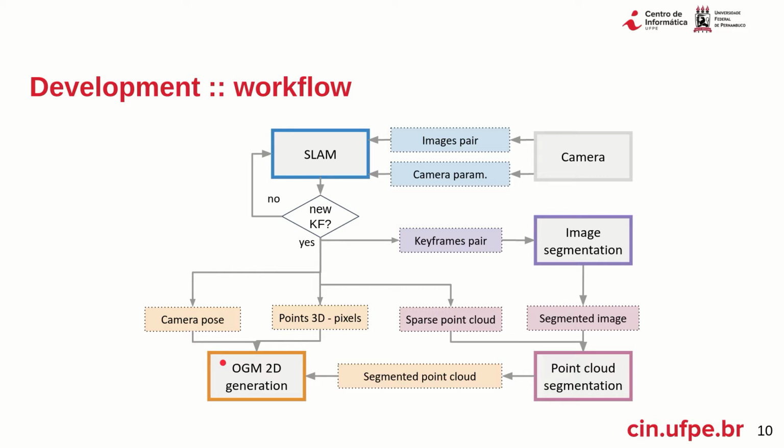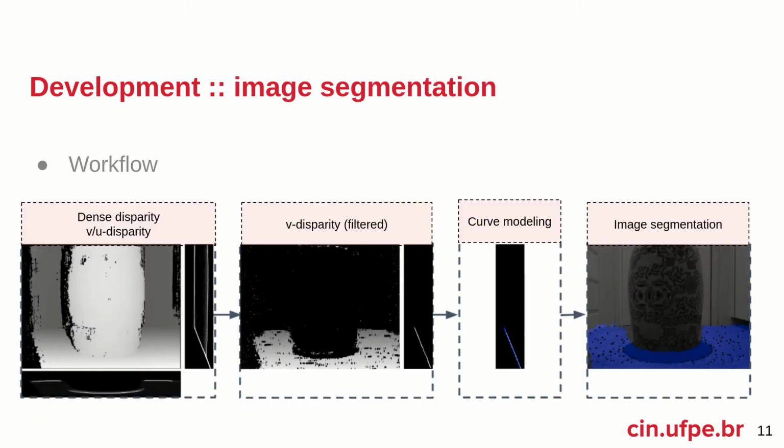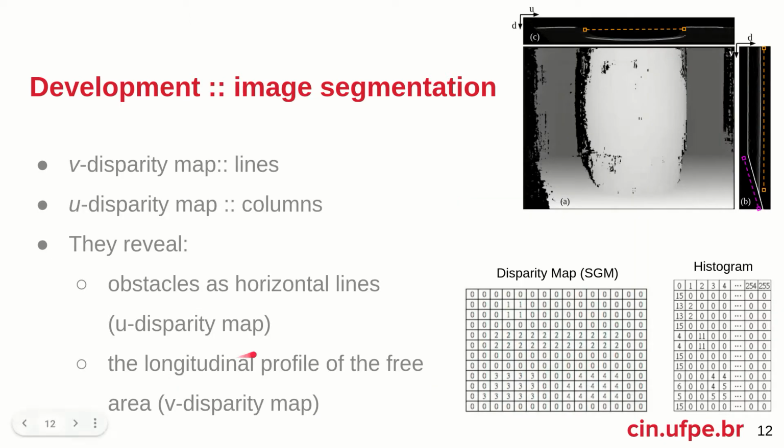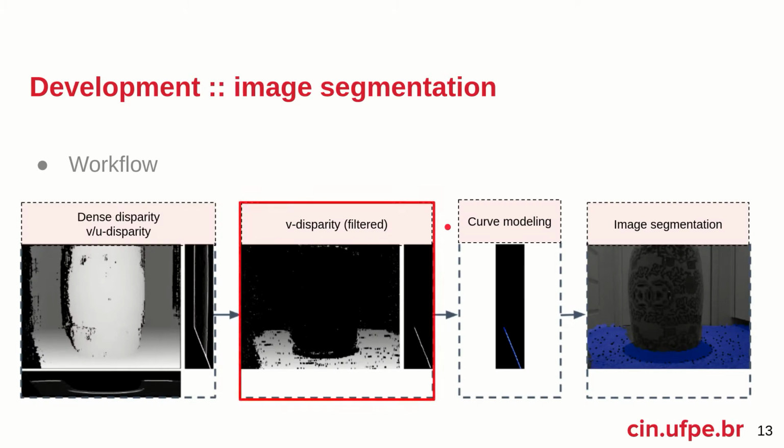To achieve a segmented image, first, we calculate a disparity map using the same global mapping technique and its respective V and U disparity map. V disparity concerns a histogram based on the lines of the disparity map, while U disparity considers the columns of the disparity map. They reveal obstacles as horizontal lines and the longitudinal profile of the free area, as shown in the figure at the top. Next, it is necessary to filter the V-disparity map. That is, remove every dot not related to the ground.